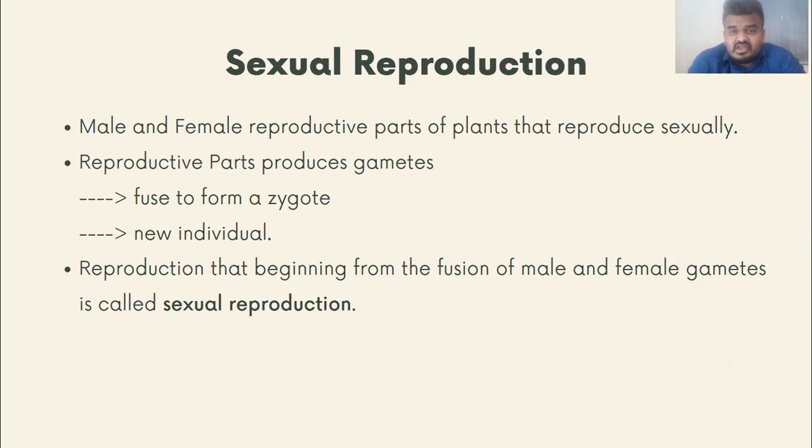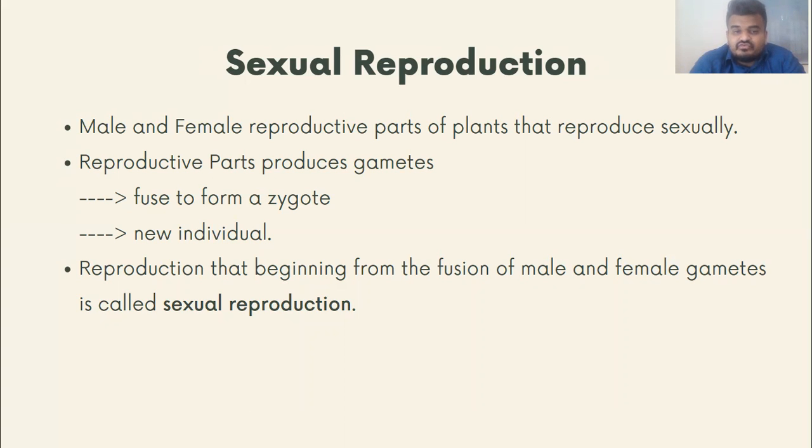You already studied the male and female reproductive parts of plants that reproduce sexually. Reproductive parts produce gametes. If the male reproductive part is there, then it will produce male gametes, which are called sperm. We will discuss this in this session only. And what about the female gametes? They are ova or egg.